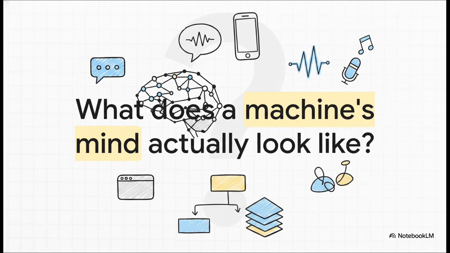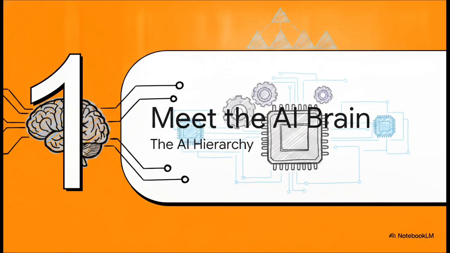Before we jump into the actual architecture, I want you to just pause and ask yourself, what does a machine's mind actually look like? When you type a prompt into a chat window, or say ask your phone to identify a song playing in the background, you aren't just querying some simple static database. You're actually engaging with an invisible architecture, a literal digital brain. So how exactly is this digital brain structured? Let's start with Section 1, Meet the AI brain.